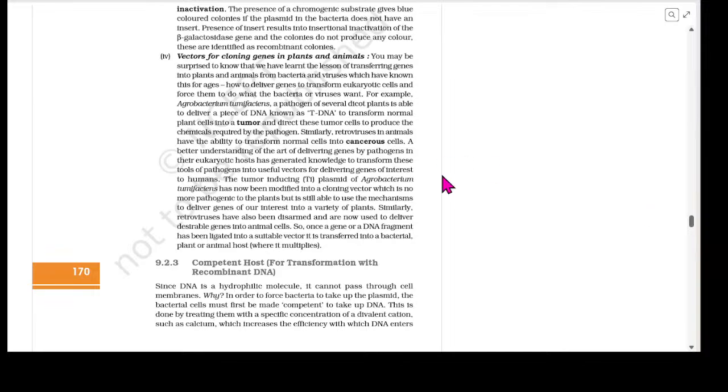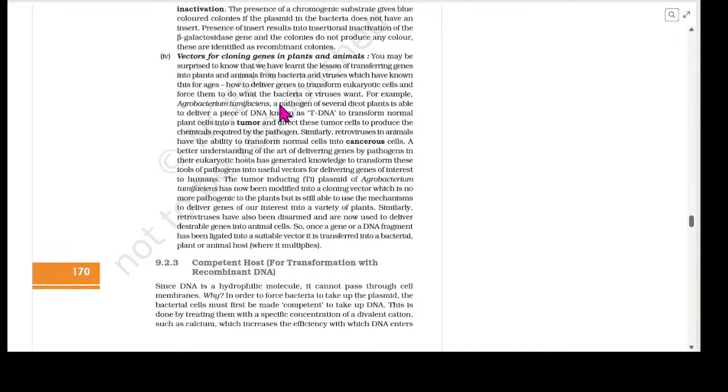Next topic, vectors for cloning genes in plants and animals. You may be surprised to know that we have learned the lesson of transferring genes into plants and animals from bacteria and viruses, which have known this for ages. How to deliver genes to transform eukaryotes and force them to do what the bacteria or viruses want.